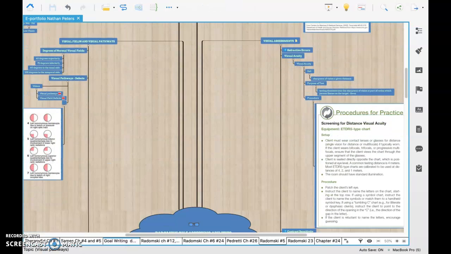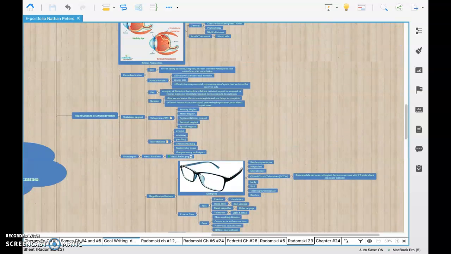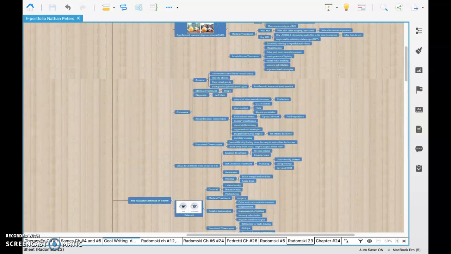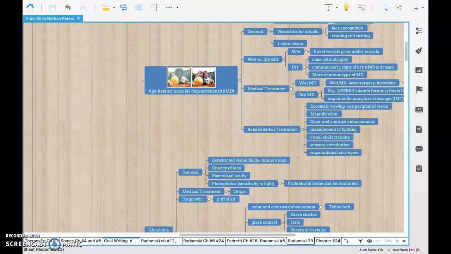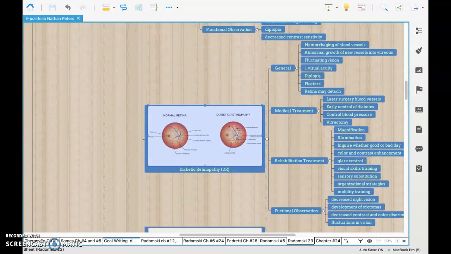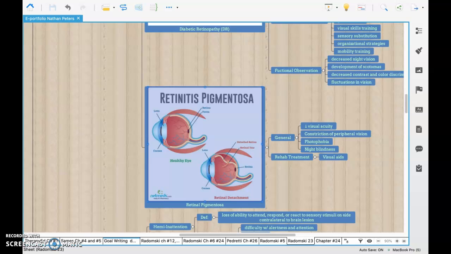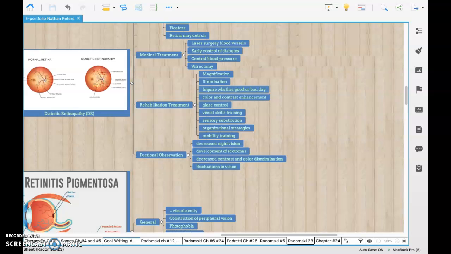Moving on, going to Radomski chapter 23, another just visual processing, breaking it all down. And I love these pictures. So this is what age-related macular degeneration looks like. And then cataracts, diabetic retinopathy, and then retinitis pigmentosa. So having these visuals and then having breakdowns of how you can treat this, like medical treatment, rehab treatment, functional observation. So just basically what to expect.